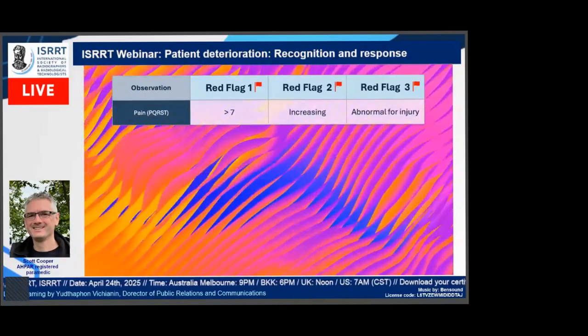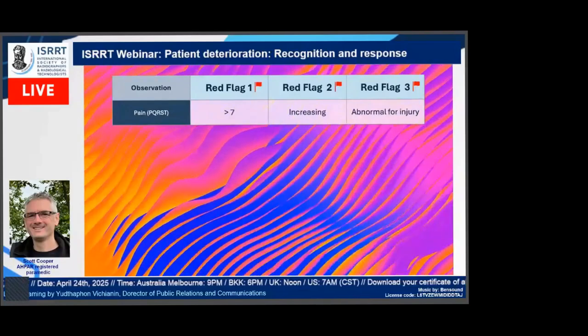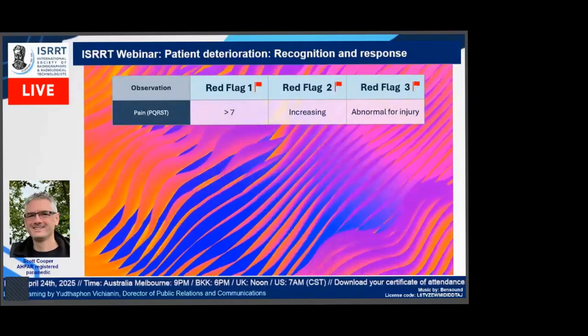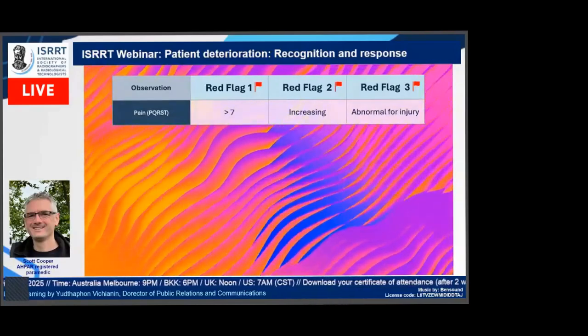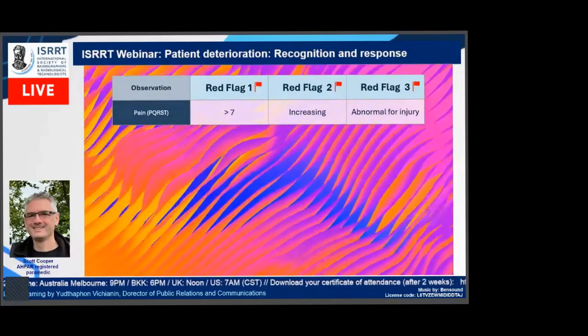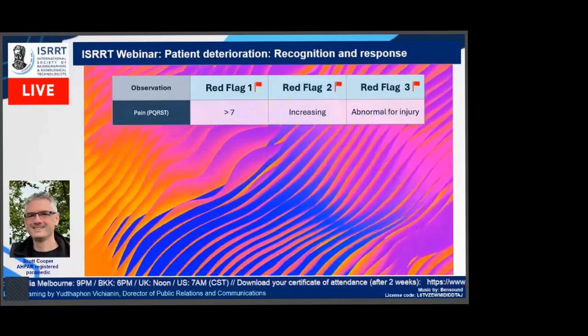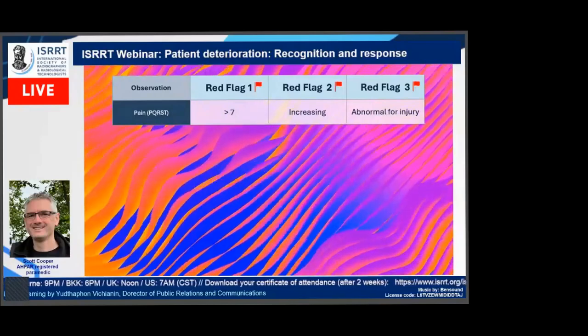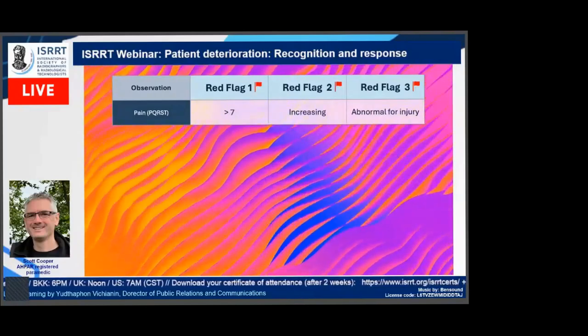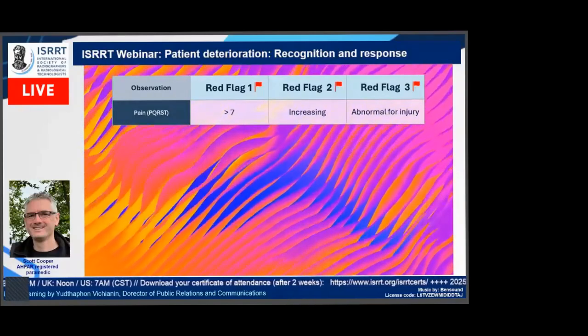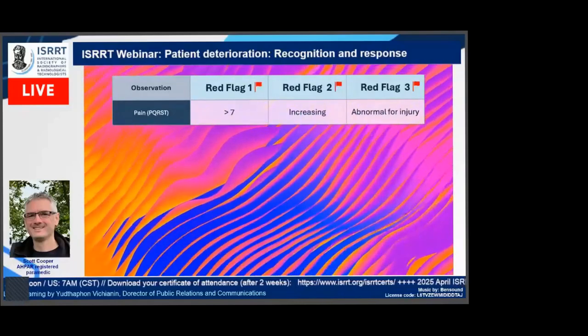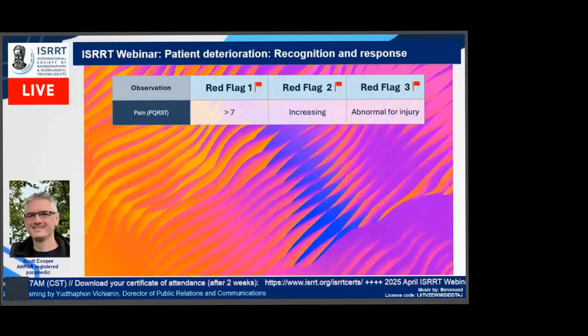With pain, we're worried about any sort of pain that's above about 7 on a 0 to 10 scale. If that pain is increasing rapidly, that's a very big red flag. And lastly, if it's abnormal for the injury. So if the patient's got, say, pain from a fall in their elbow, but they're now having chest pain, again, that's a significant red flag.